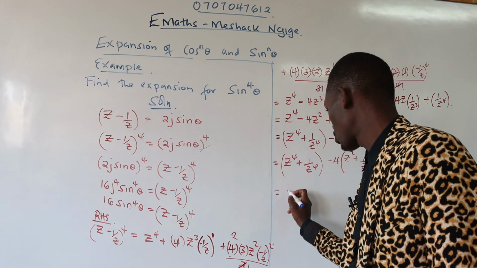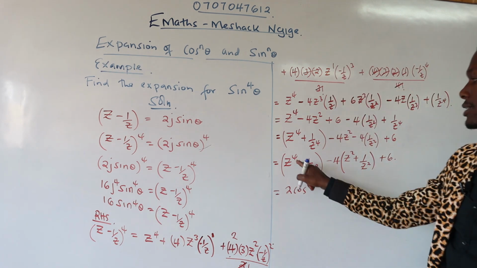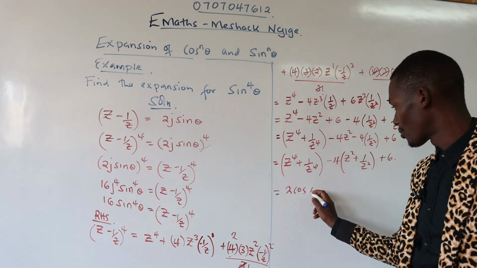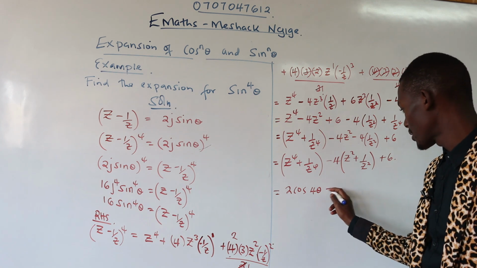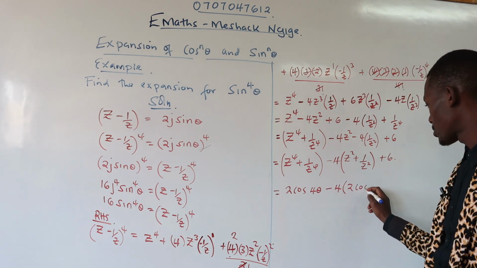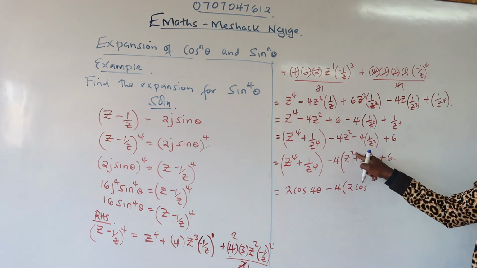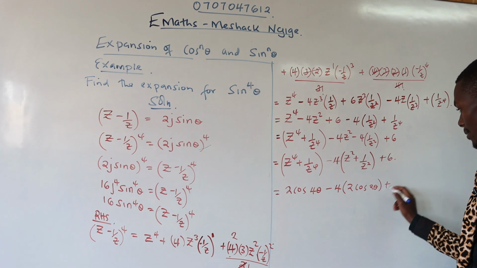Again, z to power n plus 1 over z to power n gives you what? It gives you 2 cos n theta. So 2 cos n theta. What is our n here? Our n is 4. So 4 theta. All right. Then minus 4, then into bracket 2 cos. What is our n again here? Our n is 2. So 2 theta, into bracket.